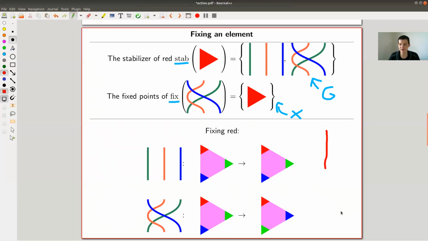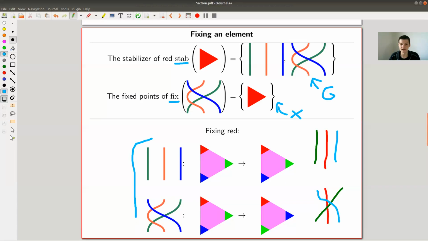I draw my red strand. I know that I get two of them, and it should be fixed. So red should go to red, but it just goes straight. And then I'm free to vary the other two. So I can do, for example, this one. And these are exactly the two elements that I get up here. So, yeah. So stabilizer: fix your favorite element in X and look at all group elements that stabilize it, that spit out the same thing.